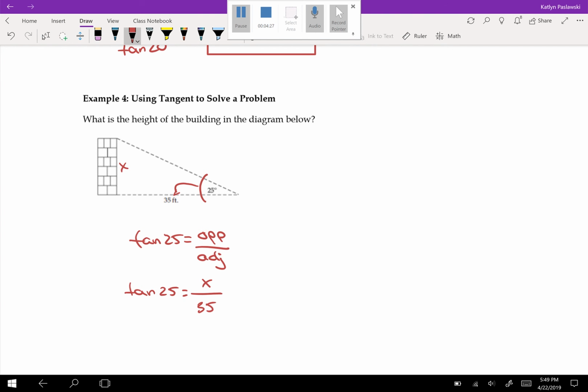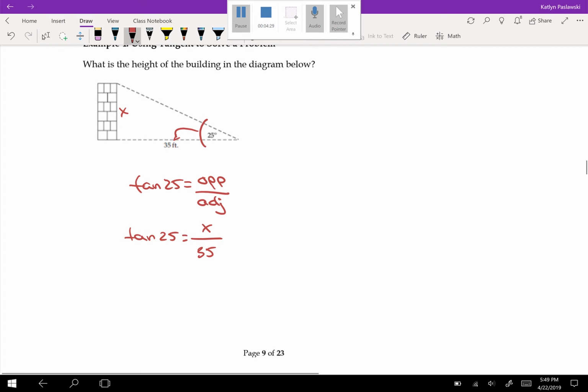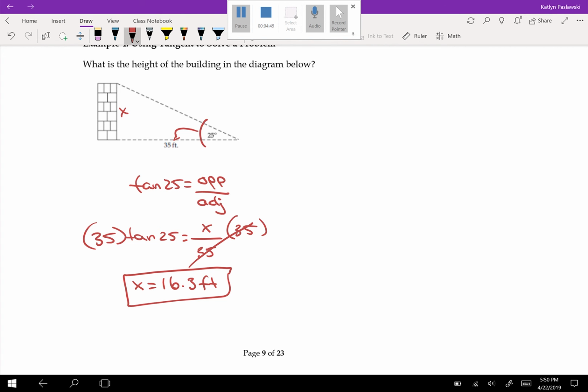35 feet. I want to solve for X, so I want to isolate my variable. To get X by itself, I need to multiply by 35, so it cancels out. What I do to one side, I do to the other. So in my calculator, tan 25 multiplied by 35 gives me my value of X at 16.3 feet. Always remember to put your units.